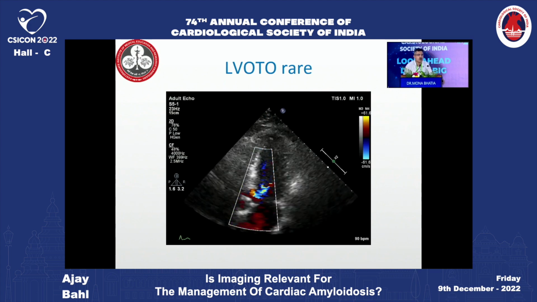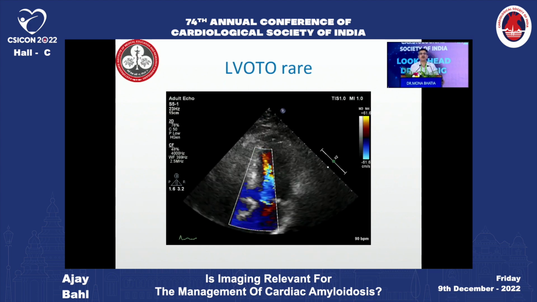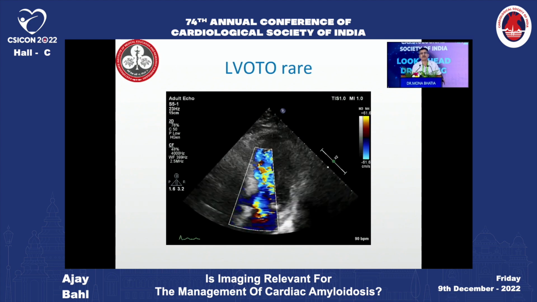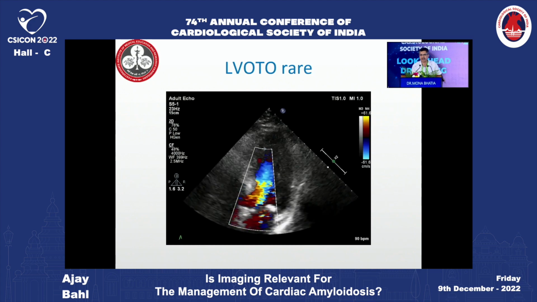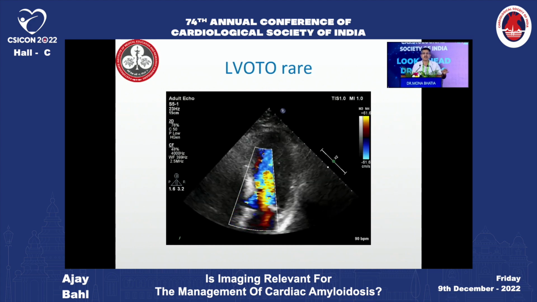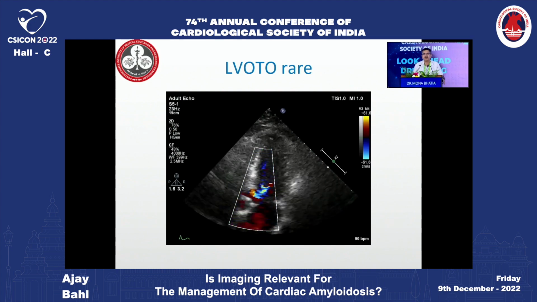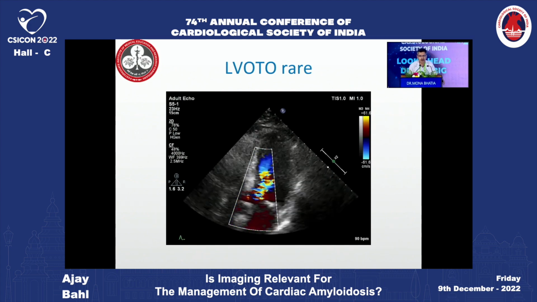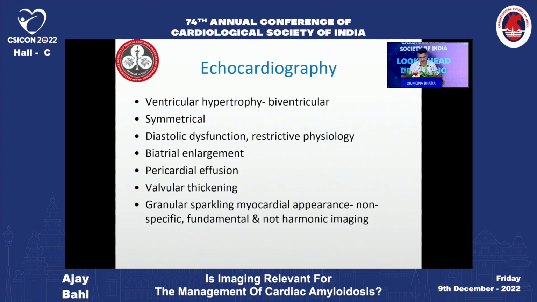Left ventricular outflow tract obstruction is not present in cardiac amyloidosis. I've just seen one patient with amyloidosis who had a left ventricular outflow tract obstruction. This patient had associated hypertension. Otherwise, because the left ventricular dysfunction is there, the systolic function is not very brisk. So outflow tract obstruction is extremely rare or almost non-existent in patients with cardiac amyloidosis.